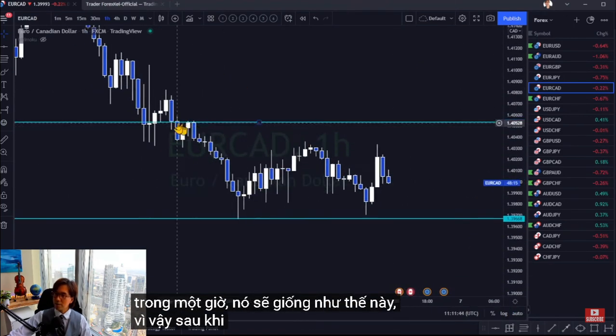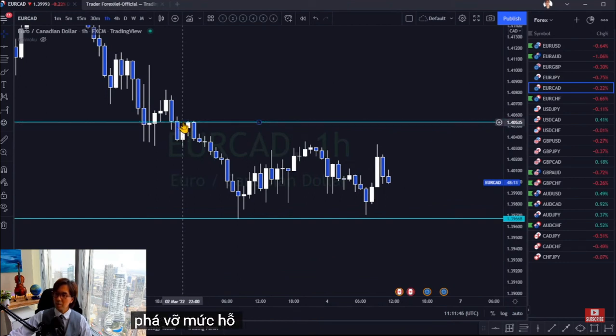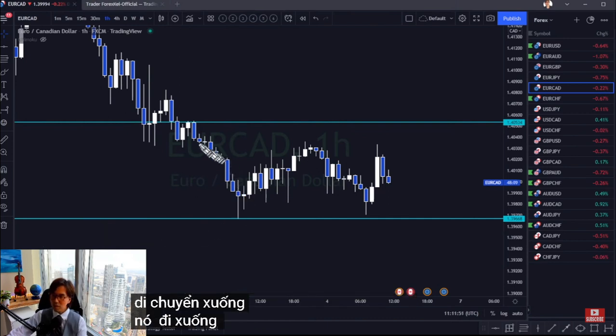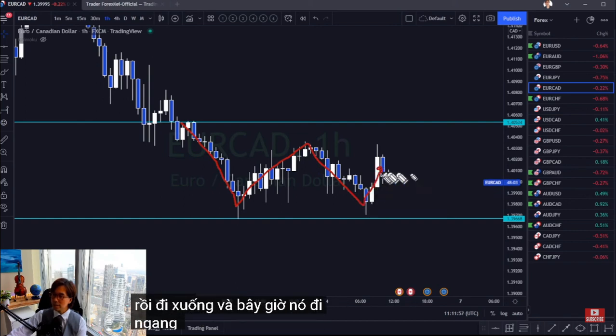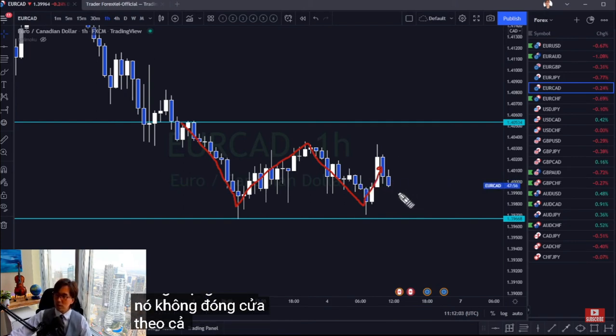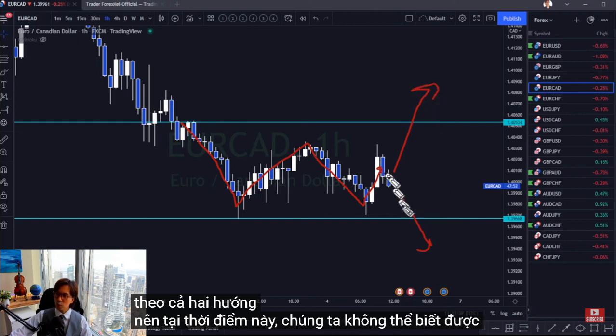Right? So after the previous support level breakout, the market has been moving down. It went downwards all the way, and then it went up and went down, and now it's going sideways. So in the 1 hour candlestick, it hasn't closed in either direction. So at this moment, we can't tell which way it breaks.